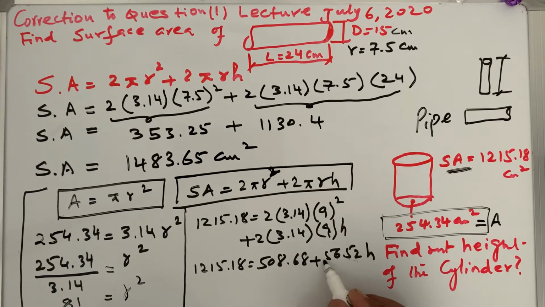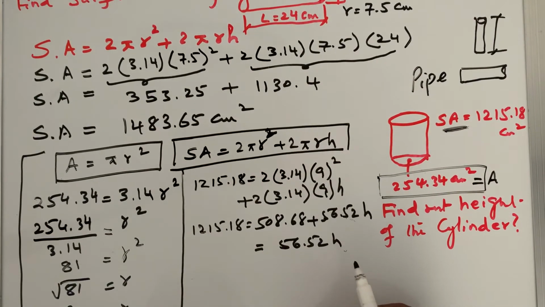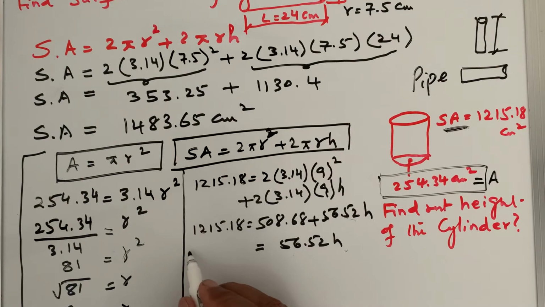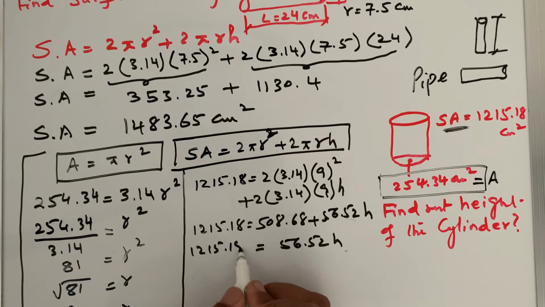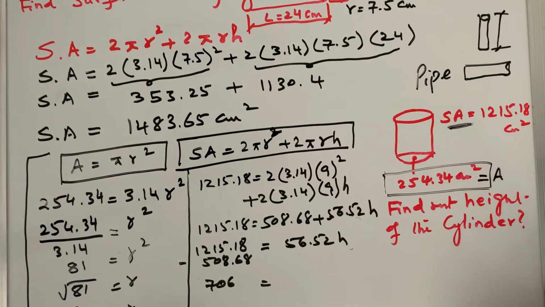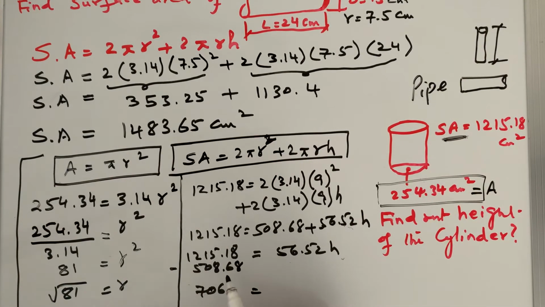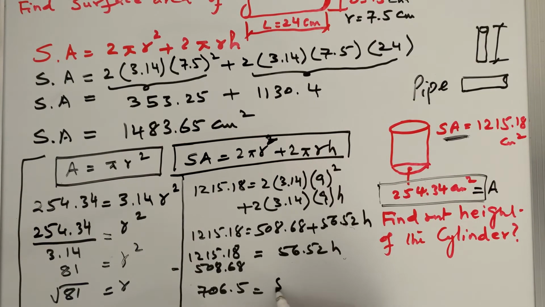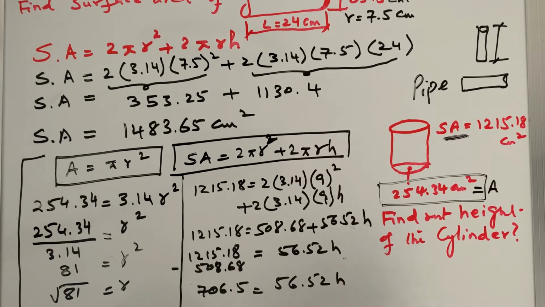56.52h, right? So I have to keep this 56.52h on this side, and transfer the other number to the other side of the equation. So that will be 1215.18 minus 508.68, which, if we subtract these two, gives 706.5, and we have 56.52h on the right hand side of the equation.